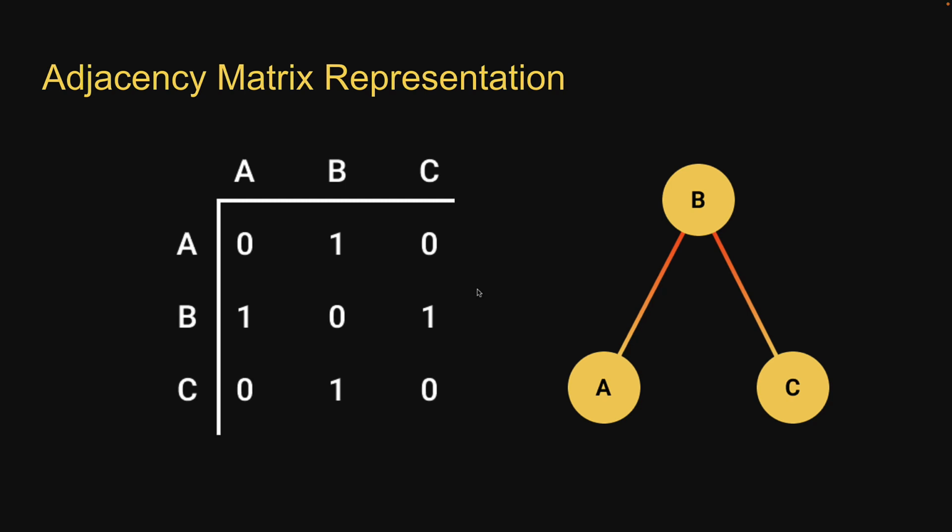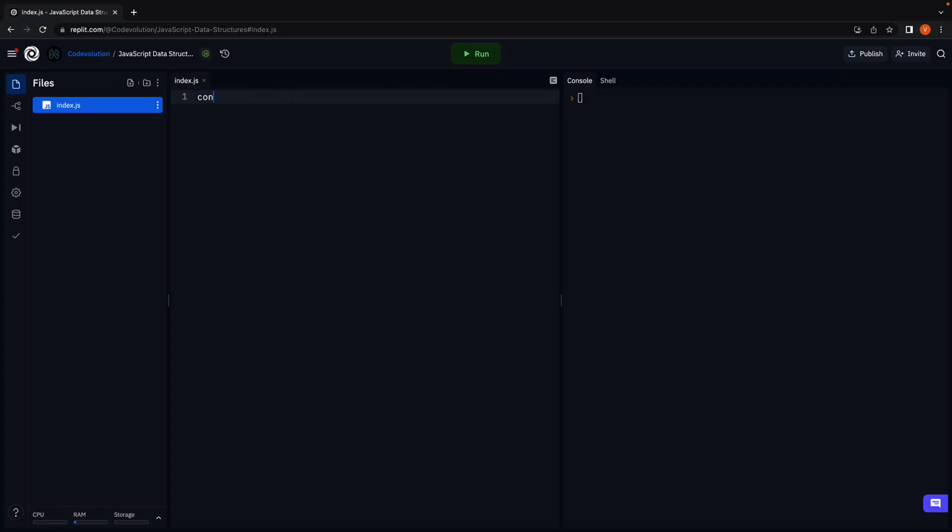To represent this matrix in JavaScript, we use a 2D array. So const matrix is equal to an array, and within the array, we add subarrays for each vertex. We have three vertices, so we add three arrays. In each array, we add three items to map the edges from one vertex to the other.